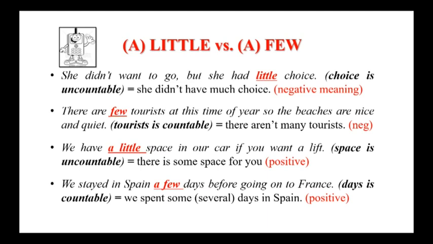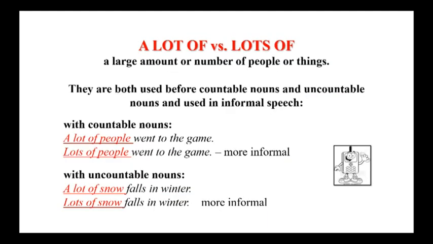A lot of ili lots of. Šta je razlika? Pa a lot of se koristi za jedninu, a lots of za množinu. Suština ove priče je da se ovde radi o neformalnom govoru. Znači, a large amount or number of people or things. Both are used for countable nouns and uncountable nouns, ali važno je da su to informal speech, dakle u neformalnom govoru. Nemojte da pišete a lot of ili lots of ako ne morate, ali svejedno je da li ih koristite sa brojivim ili nebrojivim imenicama.